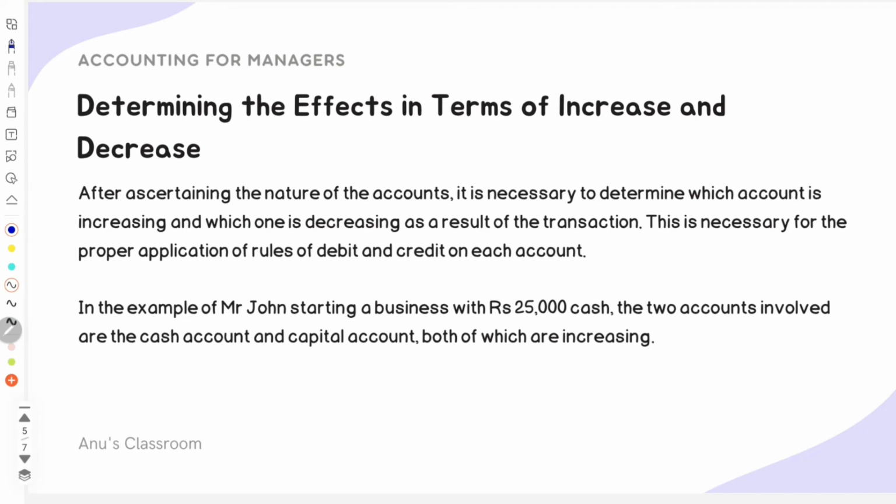Now we need to determine the effects in terms of increase or decrease in these accounts. So when Mr. John started a business with the 25,000 in cash, we had a cash account and a capital account. In the capital account, the amount increased. Now the capital is more by 25,000. Cash account also, money increased. How? Because Mr. John put cash into the cash account. So in this case, when you think about it, both accounts, the value actually increased.